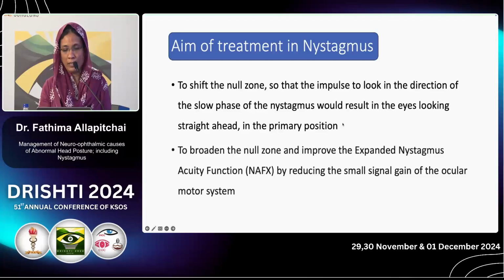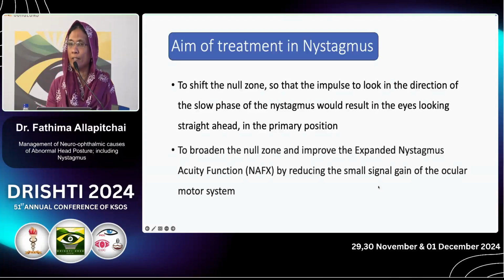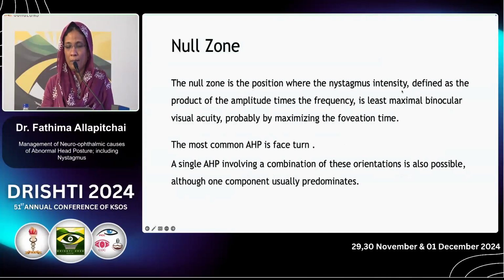We cannot do anything more than that. And the second aim is to broaden the null zone so that the visual acuity, the expanded nystagmus acuity function, will be increased by reducing the signal gain of the ocular motor system. This is done by tenotomy and reattachment procedure. When we try to address the abnormal head posture, we have to address the null zone. The null zone is nothing but where the nystagmus intensity is less, where the fovea gets more time, that foveation time is maximum. So the most common AHP is face turn in nystagmus, but a single AHP usually involves multiple combinations, though one component usually predominates.